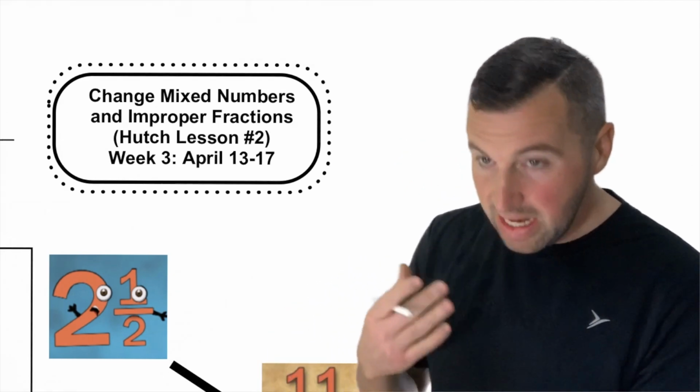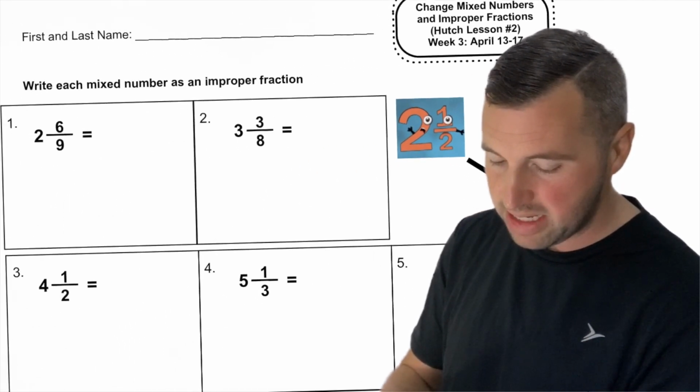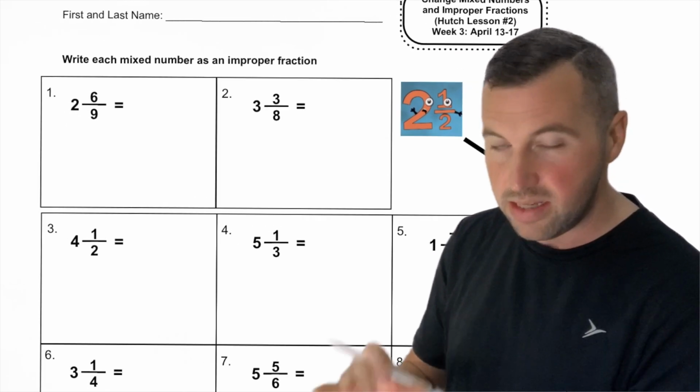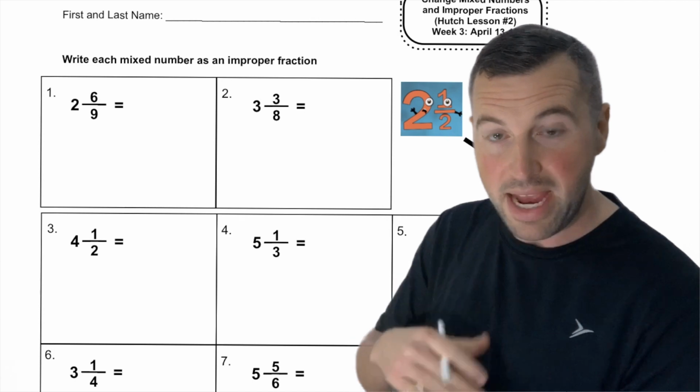At this point, you should have this Changing Mixed Numbers document on your Explain Everything. Make sure that you're on that page ready to go.